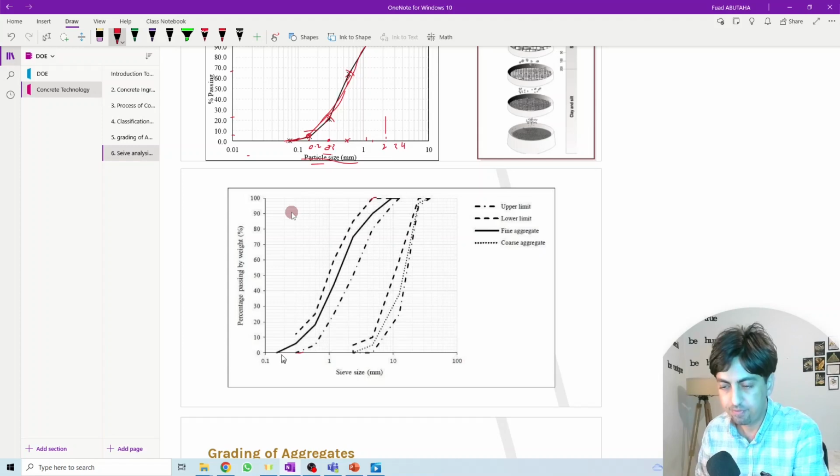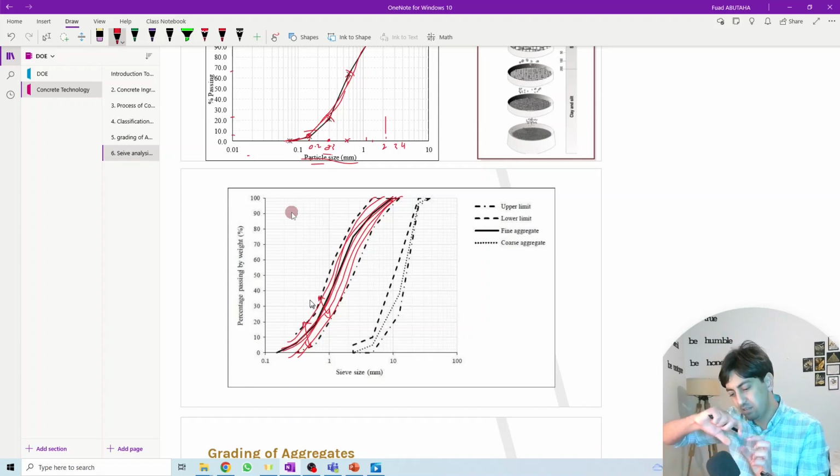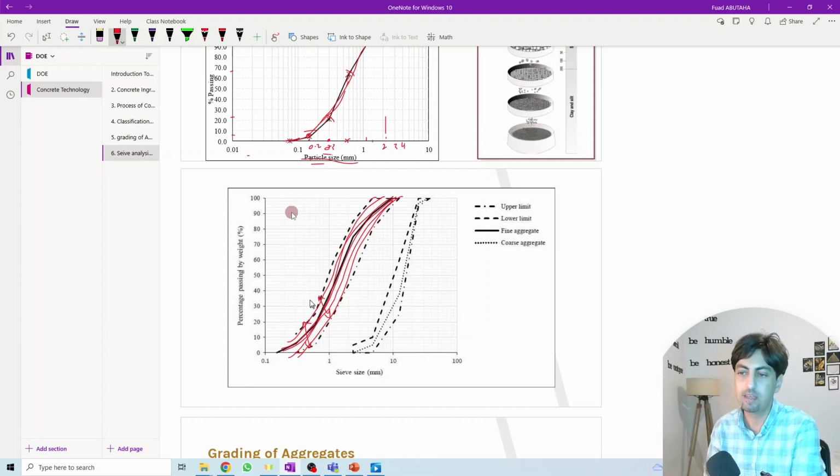So if we draw this one and we see if it lies in this range, between these two lines, like if my S curve lies here, or the S curve is something like this one, or something like this one. So in this area, if the S curve lies in this range, it means it is well graded.